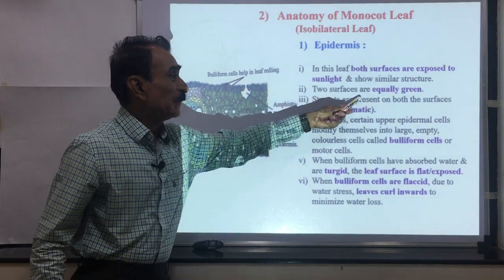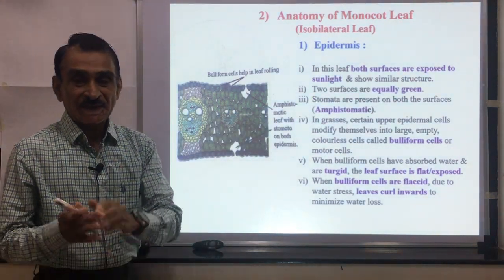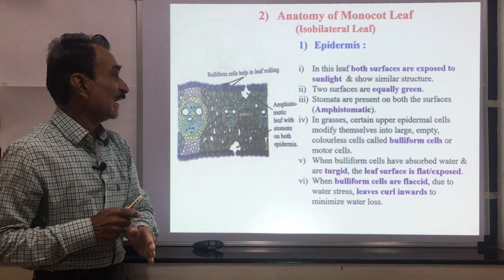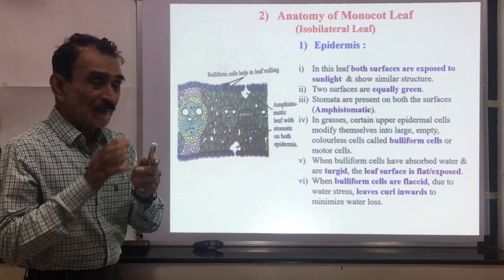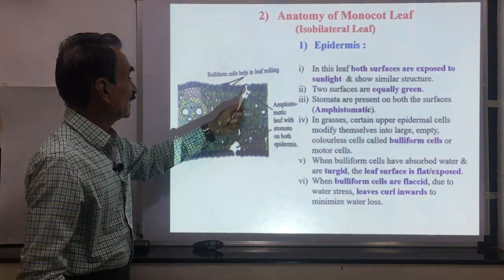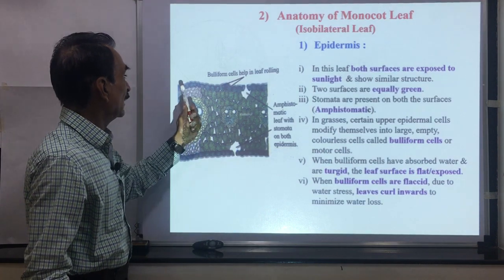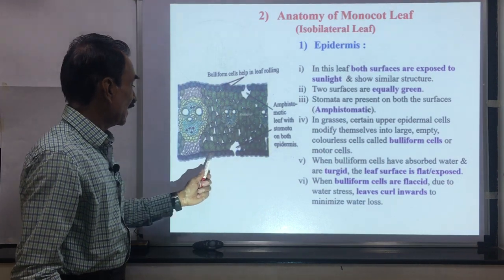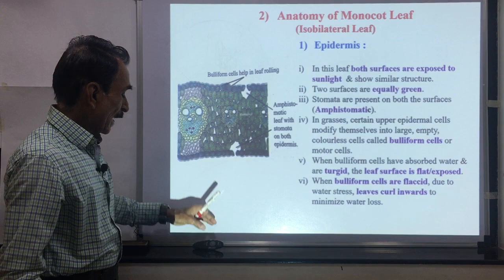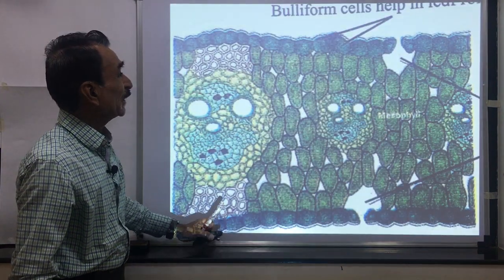Here both the surfaces of the leaf are equally green. Stomata are present on both the surfaces. You can see this is a stoma. This is the upper epidermis. This is the lower epidermis. So stomata are present on both the surfaces.